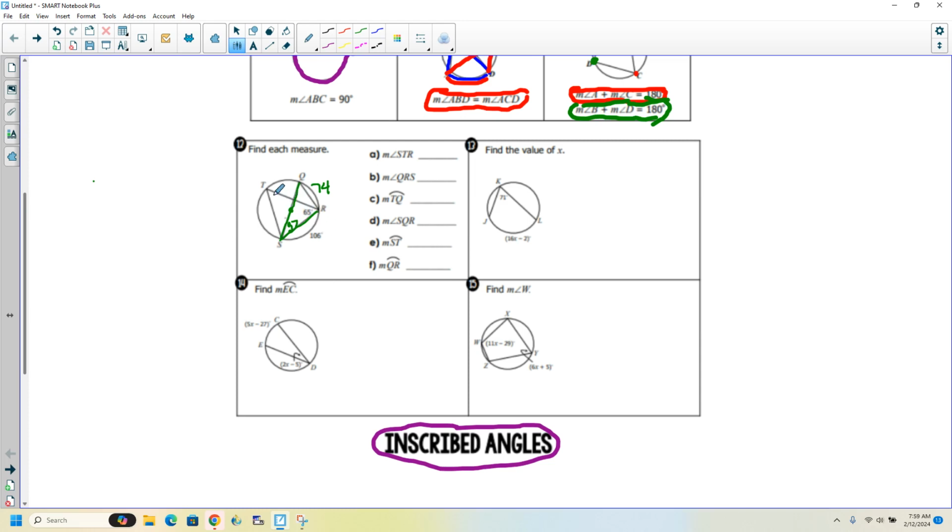We've got this angle over here. This intercepts the 106. It's inscribed, so it's half of that. And so that one's going to be 53.